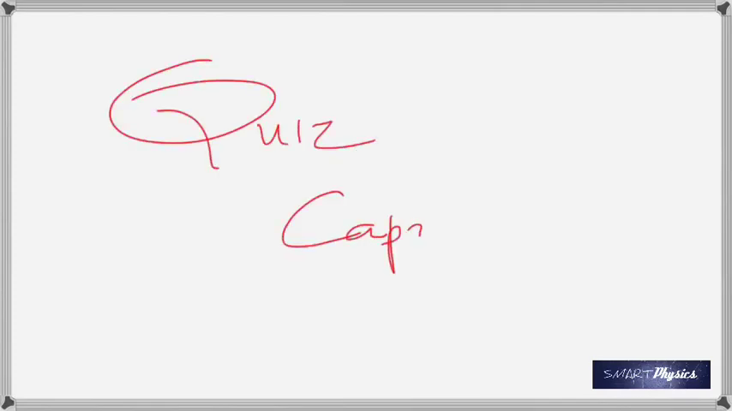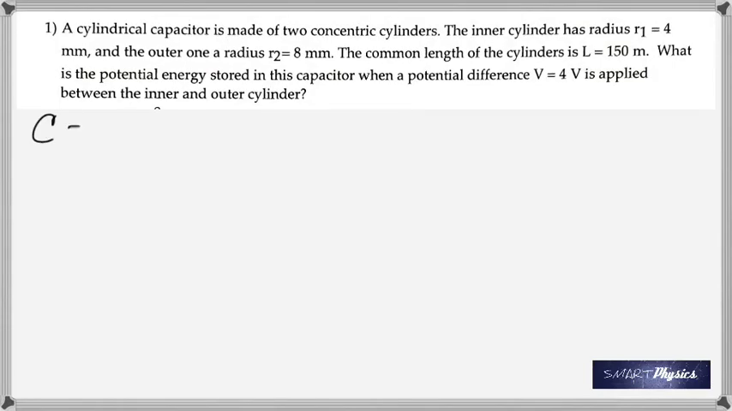Here are the quiz answers on capacitors. Alright, here we go. The first question talks about a cylindrical capacitor made of two concentric cylinders. The radius of the inner cylinder is given, and so is the radius of the outer one. The length of the capacitor is there, and you're asked to find the potential energy.